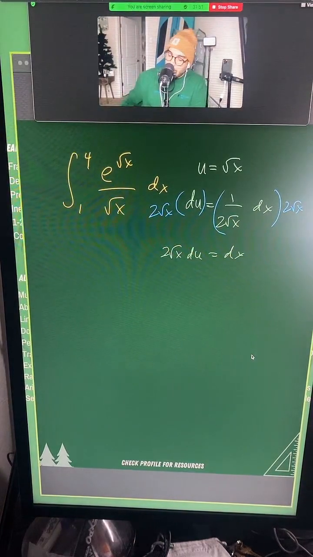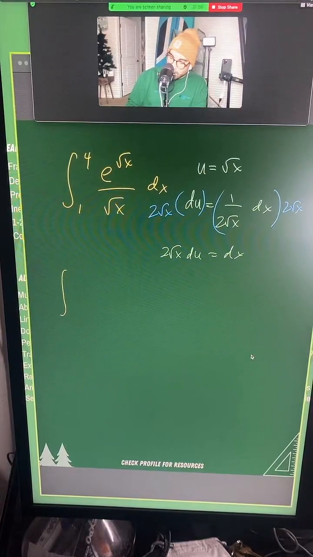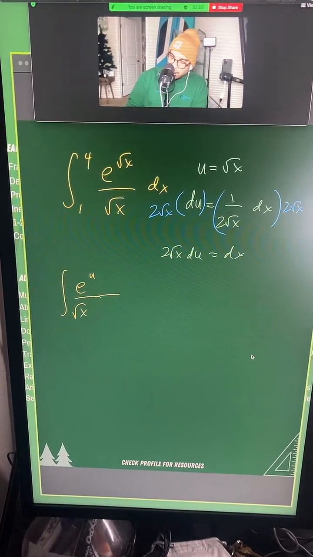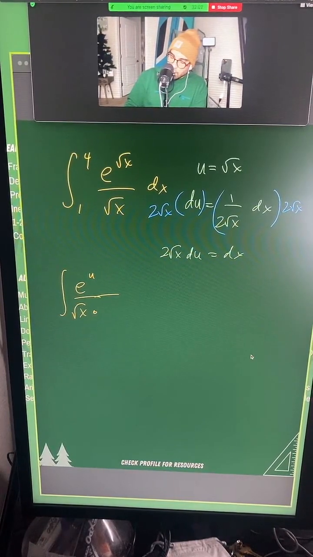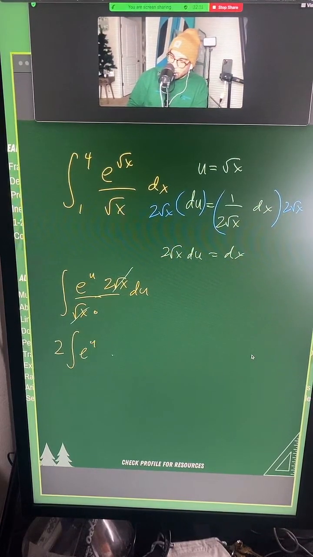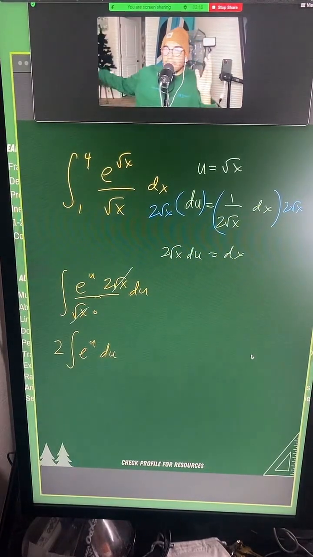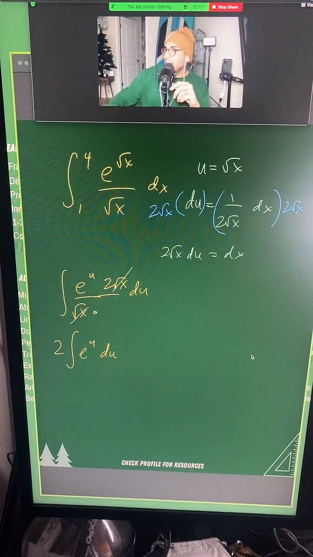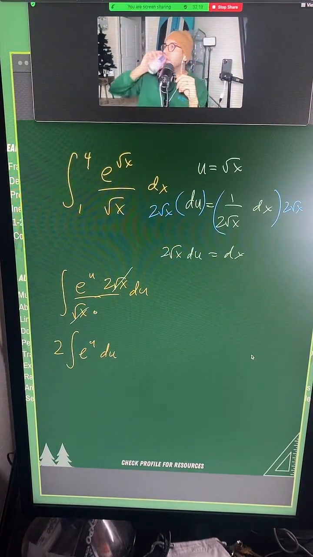So let's go ahead and put that back into our integral so far. I have the integral of e to the u, but then I have root x times 2 root x du. I think this is much easier. Look at that. The root x cancels out, just what I wanted, but then the 2 is on the outside. So I have 2 e to the u du. What happened to my parameters? I didn't write them yet. Who can tell me why?